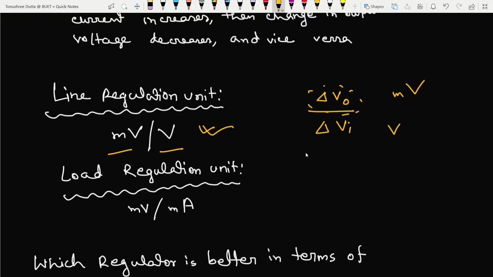And for load regulation, we can see that it is the ratio of a voltage and a current, the output voltage change divided by del IL. The output voltage change is measured in millivolts, and the load current change is measured in milliamperes. So this unit is normally millivolt divided by milliampere. So this is typically the unit.